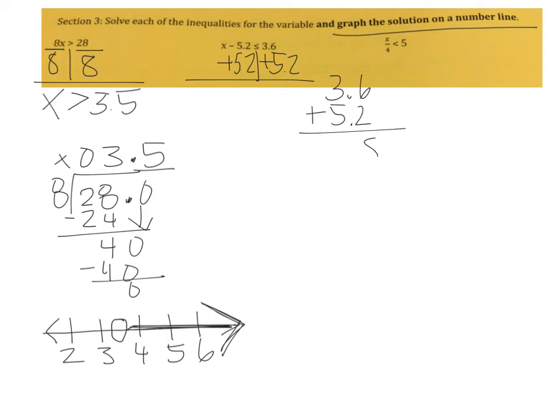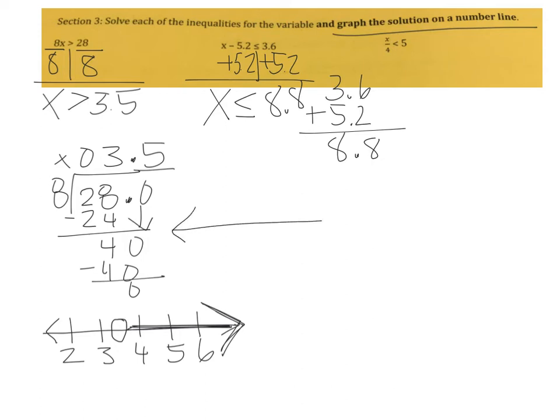So 6 plus 2 is 8. Bring my decimal straight down. 5 plus 3 is 8. So I know that x is less than or equal to 8 8/10. Okay, now we need to go ahead and graph this on a number line.